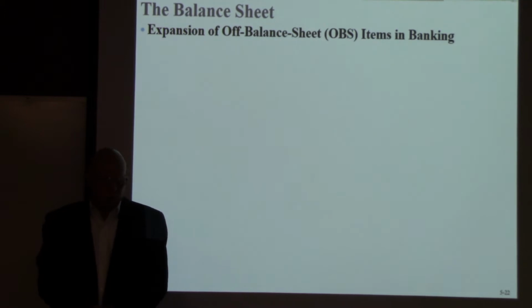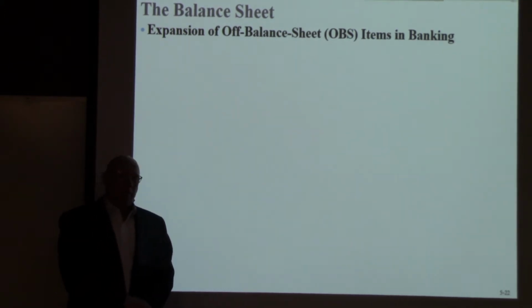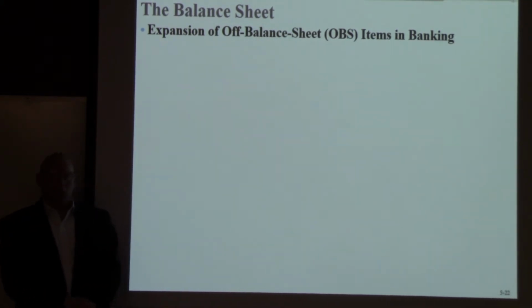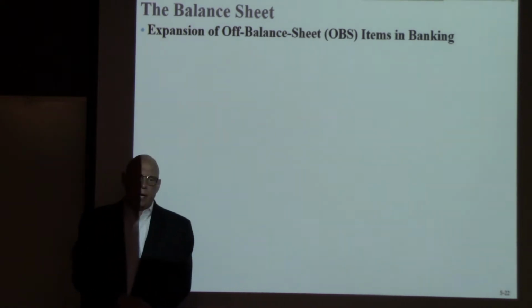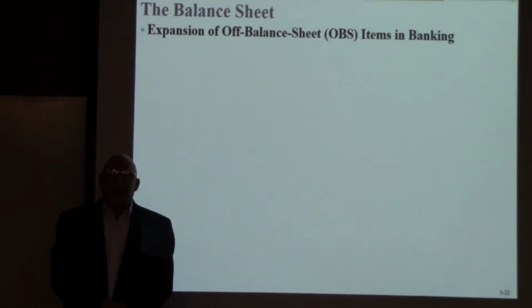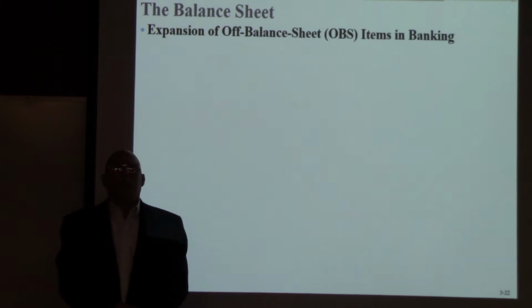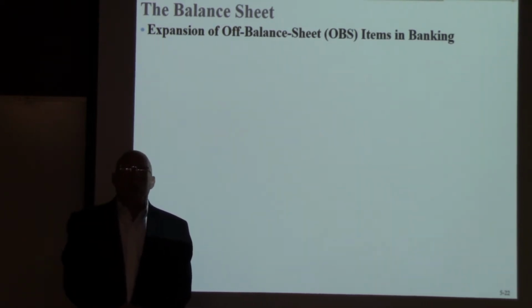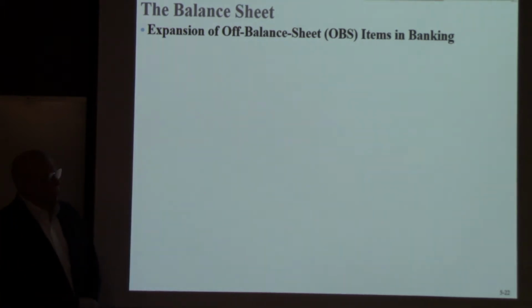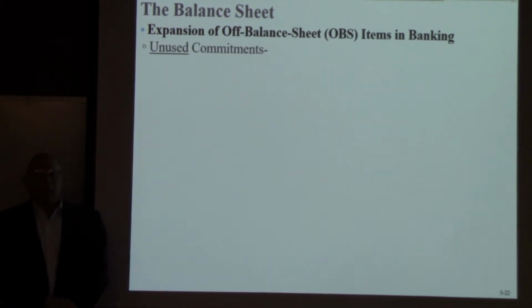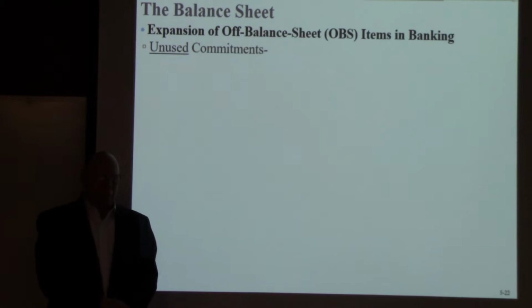These are really definitional terms. The book has a little section on what they call off-balance sheet items in banking, and these are interesting techniques that banks use to help companies with their financing. So let's take a look at a couple of them. This item is called unused commitments.